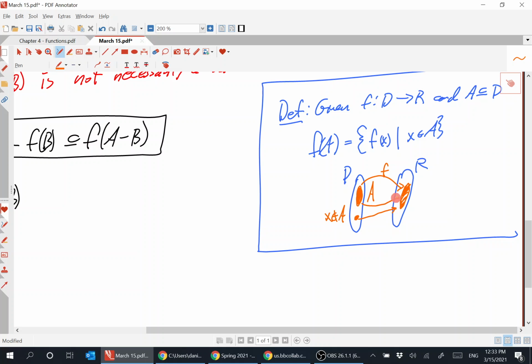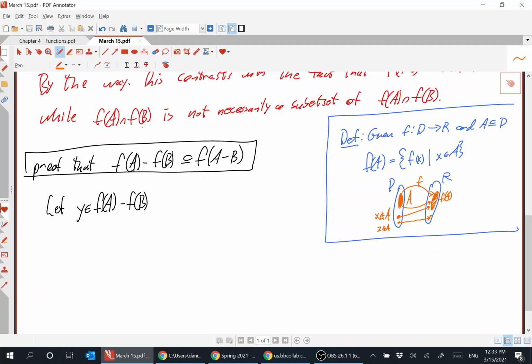Let's see if I can make that look nicer. So z not in A, but stuff that's not in A may go to stuff that's in the image of A as well. So stuff that's outside of A might go into the image of A, or it might not. But the image of A is the set of all f of x such that x is in A. All right, so let's do this proof now.